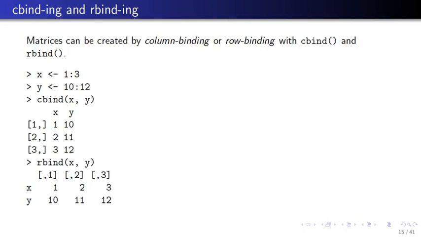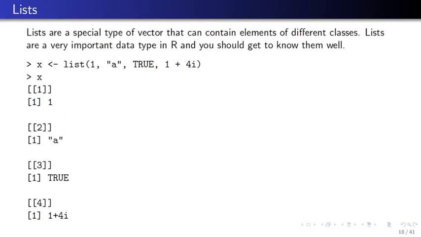If I rbind those 2 objects, then the first row will be 1, 2, 3, and the second row will be 10 through 12. So cbinding and rbinding is another way to create a matrix. The next data type I'm going to talk about is the list.